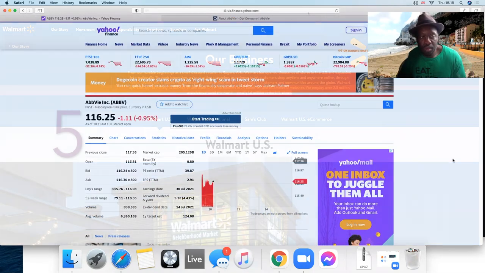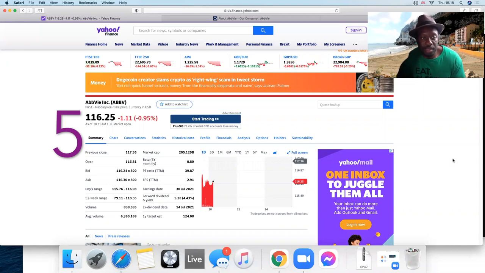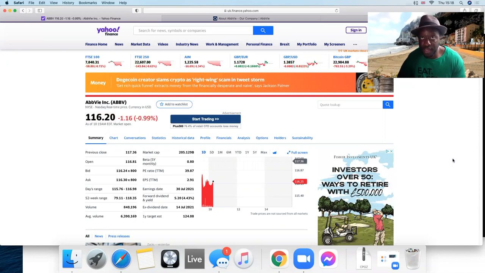Right, next on the list, at fifth place, is one of my favorites in the healthcare sector, and that is AbbVie. They have a mega market cap of $205 billion, and they have a current dividend yield of 4.43%, which no doubt will be going up because AbbVie, if I'm right, they have 49 years of raising their dividend. So they're just 1 year away of being a dividend king.